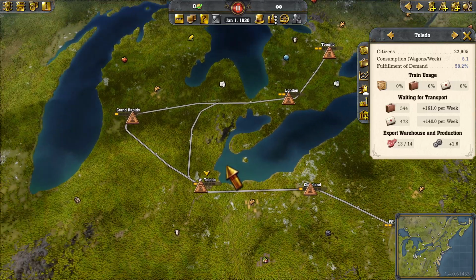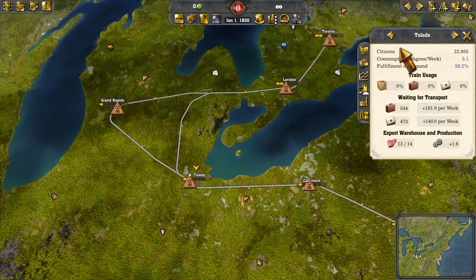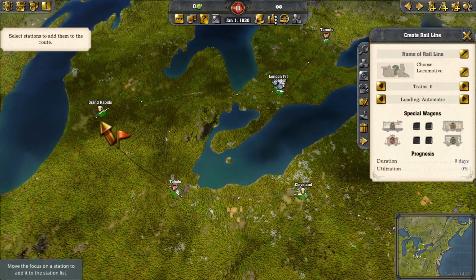But what we really want would be lines that have meat, beer, and cloth, or clusters rather, that have those 3 elements, and we want to be able to exchange those elements between the cities.